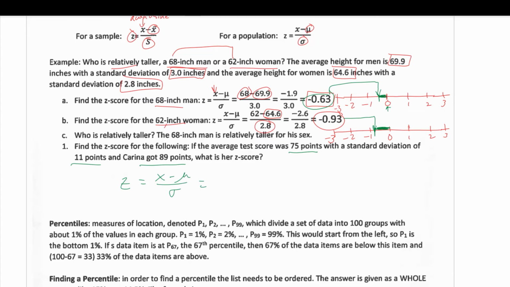It doesn't really matter. Okay, so that test score of 89 is your x, and the mean here was 75, and your standard deviation, as I said, was 11. So if we take the difference here, we get 14 over 11. If you do that calculation, you get approximately 1.27.